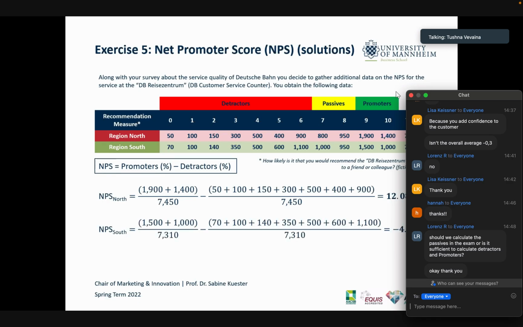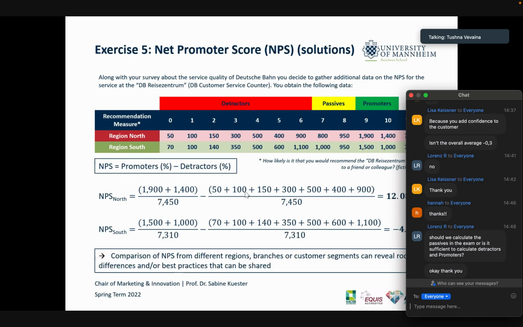Similarly, for your South region, you have 1,500 plus 1,000 as your promoters divided by total customers, 7,310, minus your detractors, everyone giving a score from 0 to 6, divided by your total customers, and you get a negative number here, which shows that your customers are not happy. It shows that your net promoter score is negative, which means they're not going to promote your product, and they might in fact spread negative word around.